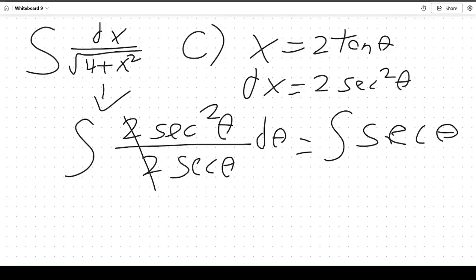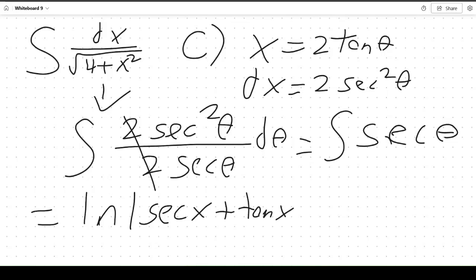And the integral of secant theta is not like many other integrals of the other trigonometric functions. In this case, the integral of secant is ln of secant x plus tan x, plus c.